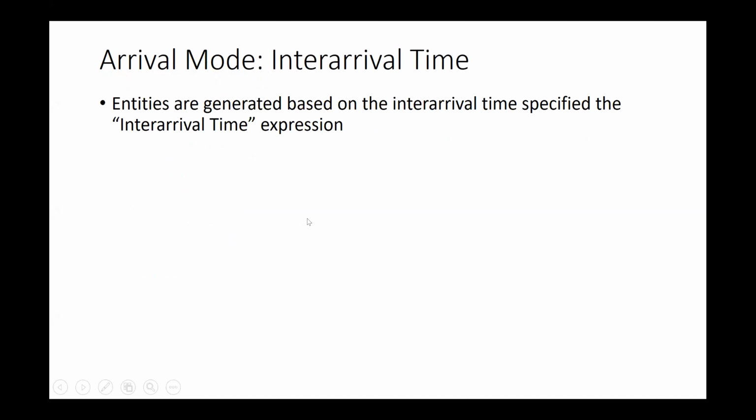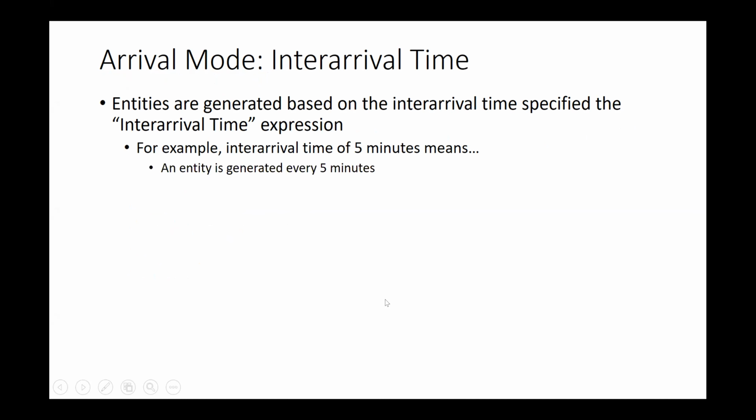Interarrival time. Entities are generated based on the interarrival time specified in the interarrival time expression. So when you set the arrival mode to interarrival time, you have to give it some kind of a time or an expression that represents the interarrival time. For example, let's say the interarrival time is 5 minutes. What does that mean? That means that an entity is going to be generated every 5 minutes.